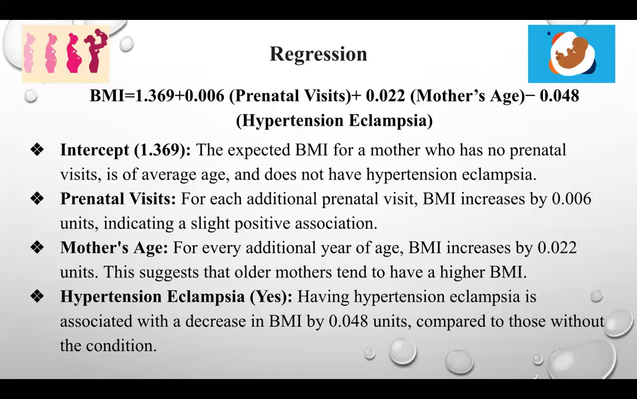And for every additional year of age, the BMI increases by 0.022 units, suggesting that older mothers tend to have a higher BMI. And if the mother has hypertension and eclampsia, her BMI is expected to be 0.048 units lower compared to the mothers without these conditions.